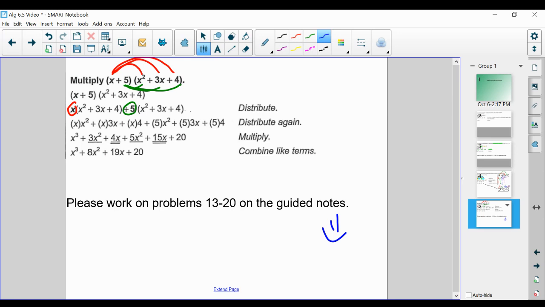With that, please work on problems 13 through 20 on the guided notes. Please let me know if you have any questions, and I'll talk to you soon.